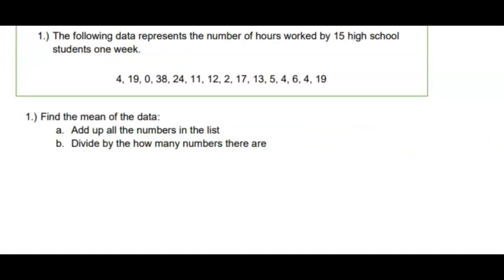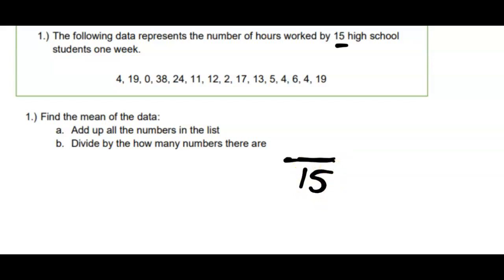So let's look at our mean. I want to find the mean of this data. The following numbers represent the hours worked by 15 high school students in 1 week. What do I have to do? I need to add them all up. Then I need to divide by the number that are there. How many are there? 15. So I'm going to divide whatever my total is by 15.